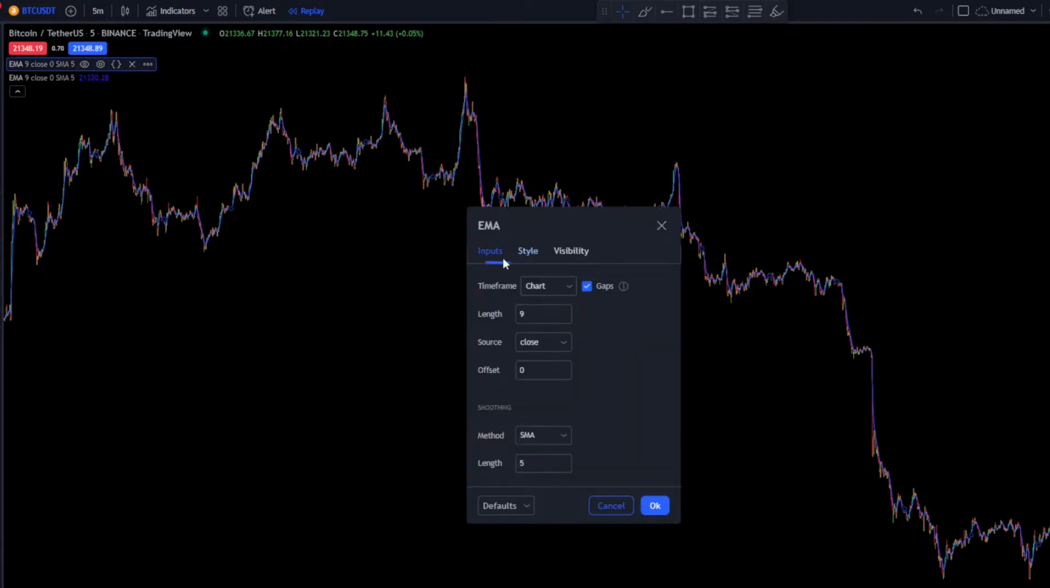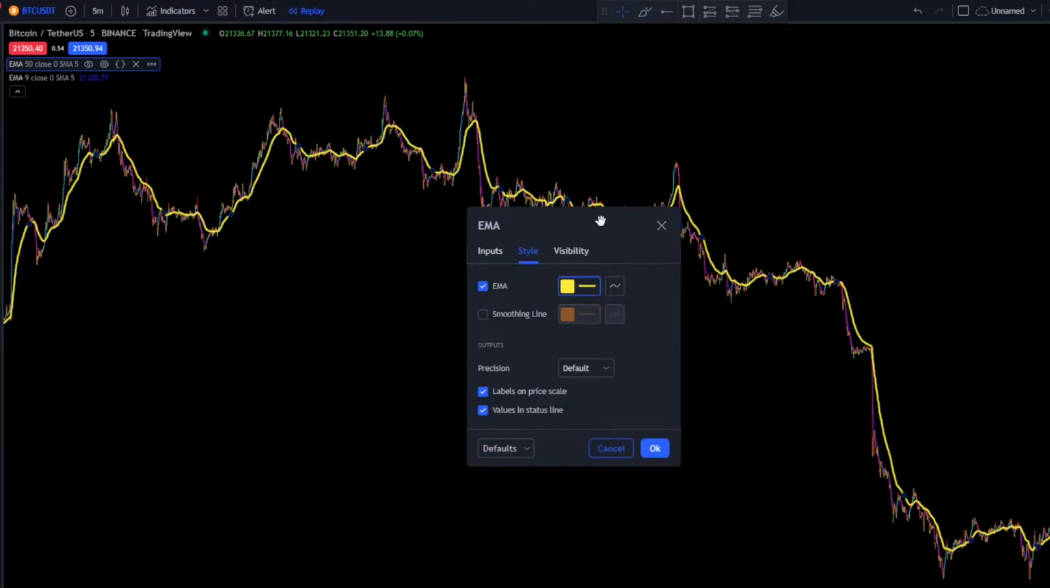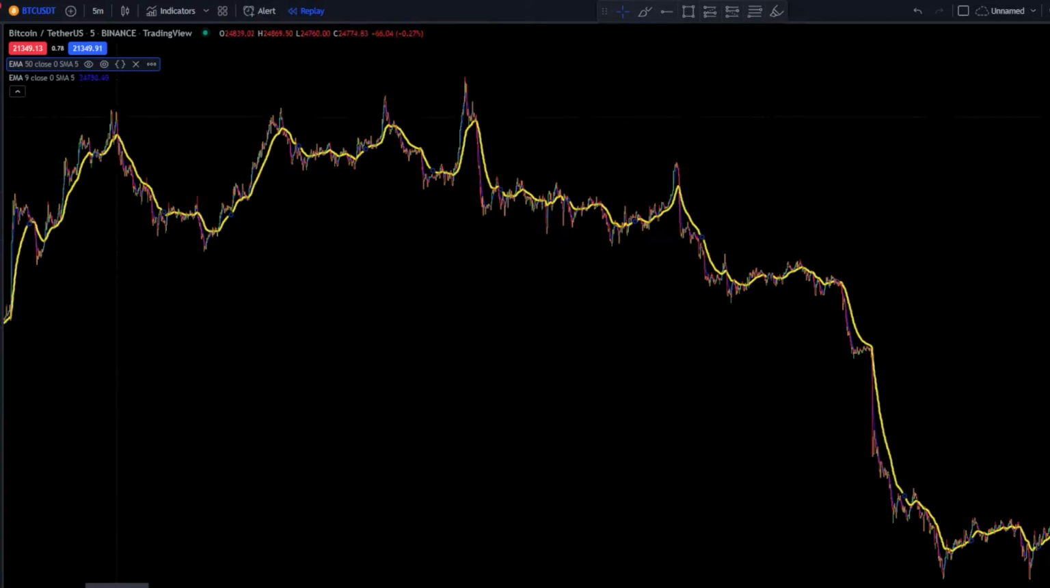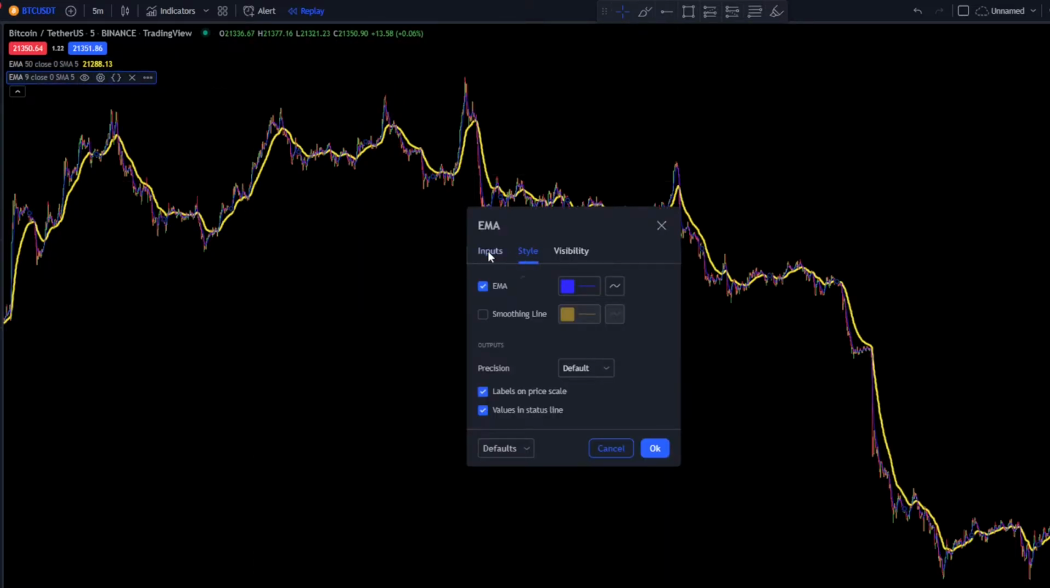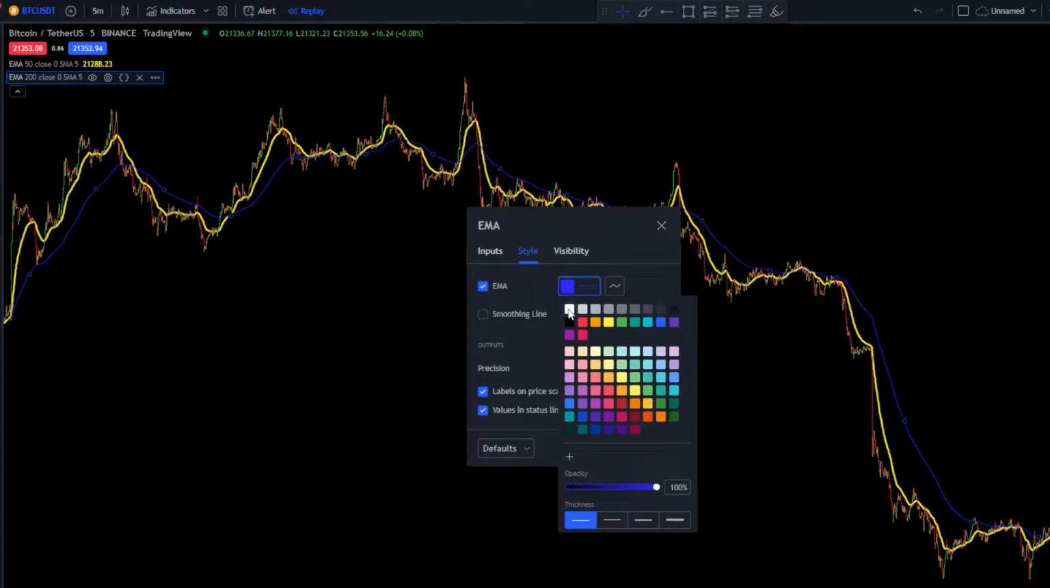Go into one of them, change the length to 50 and make it a yellow line. For the other EMA we will change the length to 200 and make it a white line. Adjust thickness like you want.